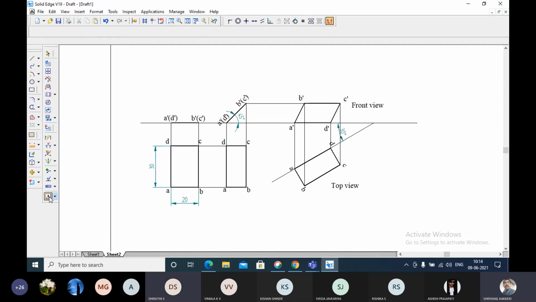Sir, which exactly is the top view and front view in the diagram? I mean the figure, sir. Pardon? Which is the top view and the front view in that figure exactly, sir? Which part? How much part is the front view and top view? Okay. Fine.